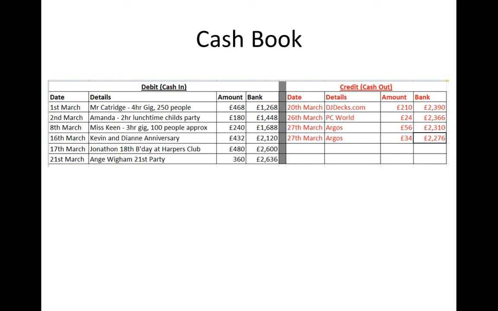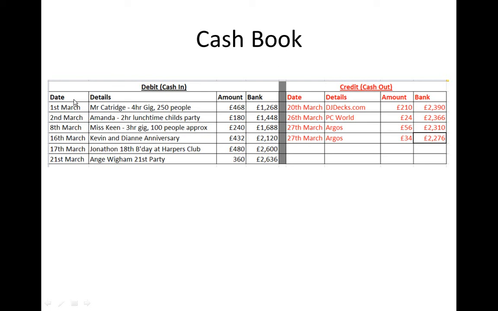A cash book will show what money has come in and gone out of the business. In the red we've got credit, cash out, things they've spent money on. On the left, in black, we've got money that's come in, cash in. So we've got details and a running total of what's happening in terms of money in our bank. That compares with the dates.